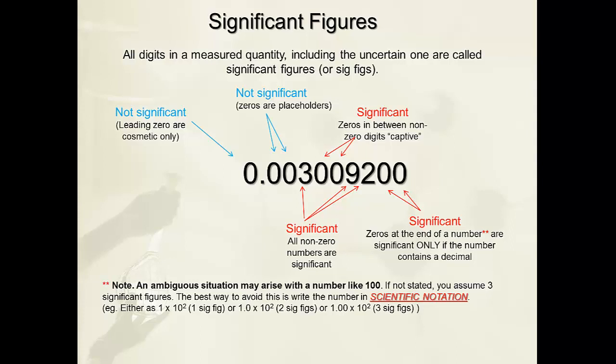This is what we do when we add two numbers together. We go to the least amount of decimal places. If you're multiplying two numbers together, then you go to the least amount of significant figures. This is something that we'll work more on as we go through the tutorial questions.